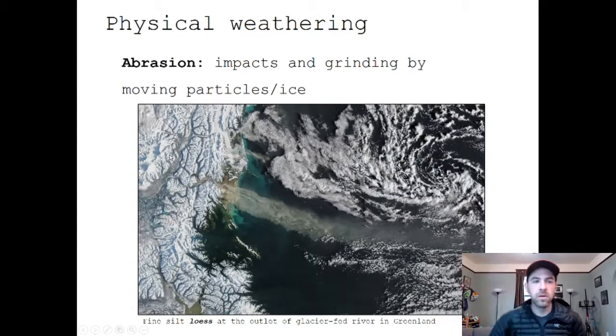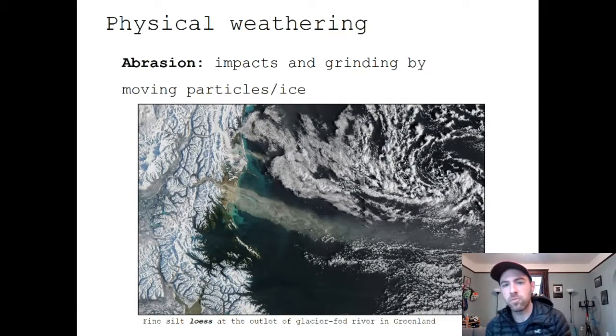Another physical weathering process is the process of abrasion. I think this one is relatively intuitive for most people, and it comes from the impacts or the grinding of moving other things, whether that be other grains of sediment or whether it be ice. Those can result in abrasion.